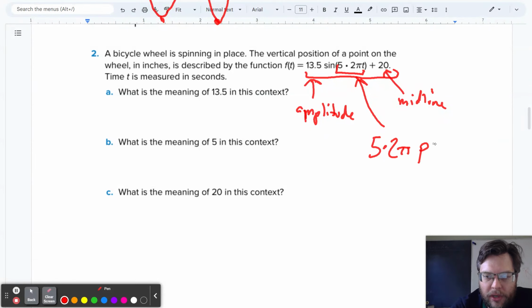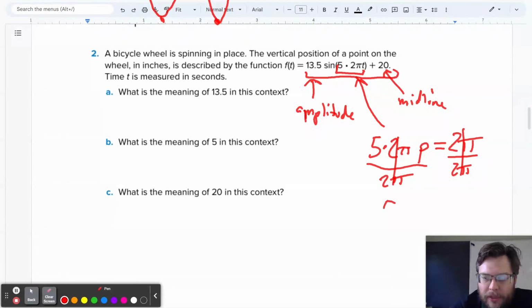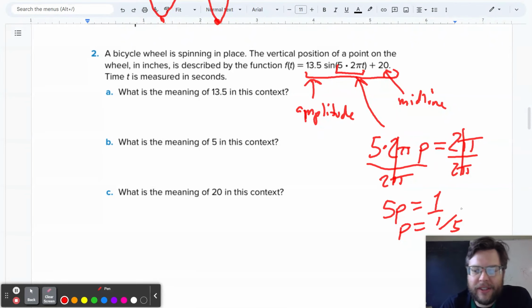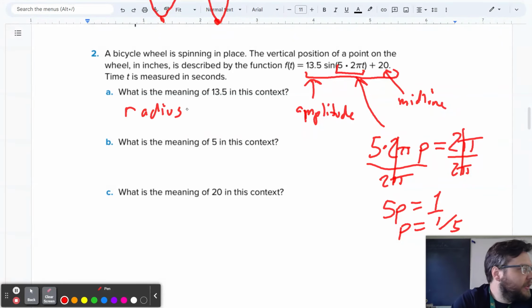Like we just did in the previous problem, 5 times 2 pi times p equals 2 pi. Divide both sides by 2 pi. Let's just do it in 2 steps. So I have 5 times p is 1. Divide by 5, so p is 1/5. So 13.5 is the amplitude of your wave. And that's the same thing as the radius of the tire.